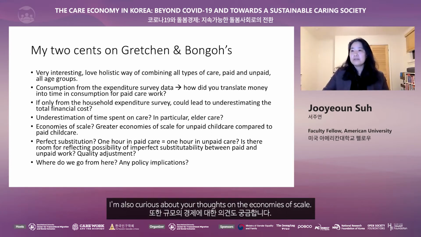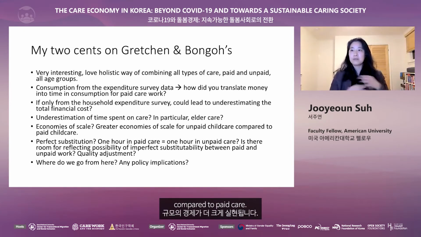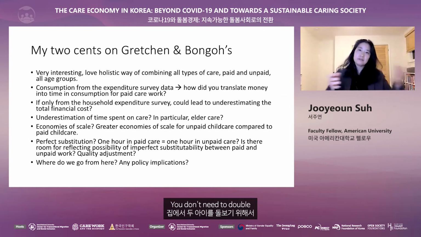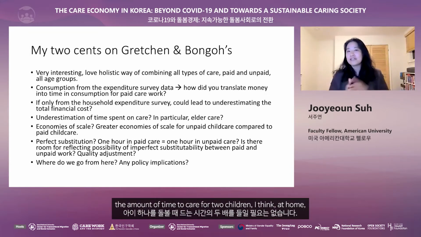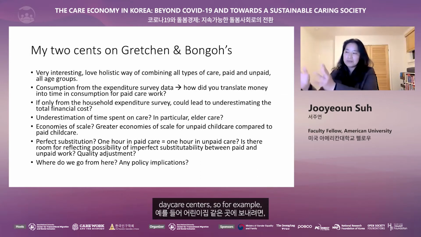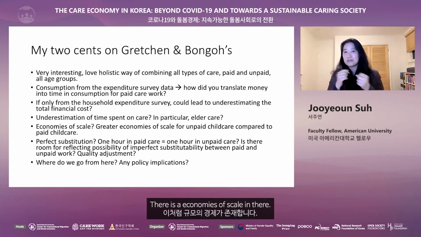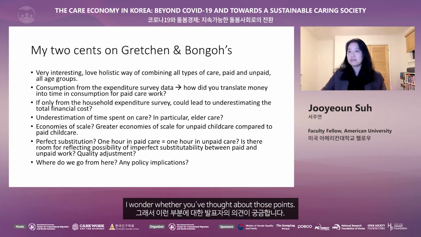And I'm also curious about your thoughts on the economies of scale. For example, there are greater economies of scale for unpaid care compared to paid care. You don't need to double the amount of time to care for 2 children at home. But if you need to send your kids to paid daycare centers, then you need to pay double. So there is an economies of scale issue in there. I wonder whether you've thought about those points.